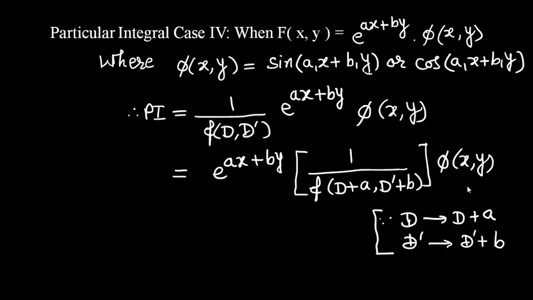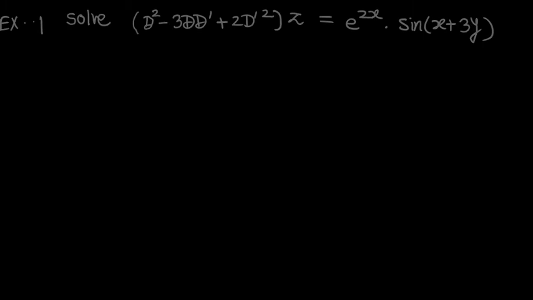Therefore, we apply case number 2. That means here the substitution is D square equal to minus a square, DD dash equal to minus ab, and D dash square equal to minus b square, and simplify the terms and find out the required PI. This is the method for solving the problem of the fourth case. Now we discuss an example on this fourth case.